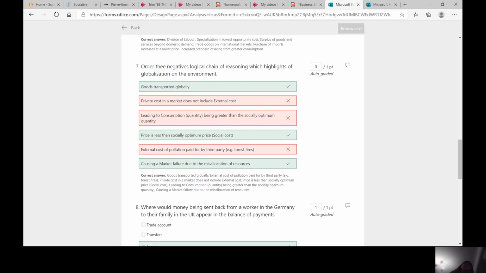Negatives of globalization in terms of a negative externality. So the initial stage is goods being transported. However, that creates external cost of production. So the first step is that pollution is created.